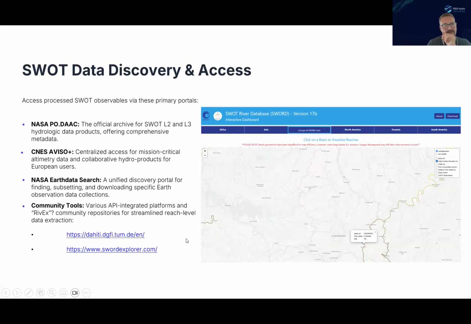And then these specific community tools like SWOT and Tahiti from the TUM team. I think they have SWOT also on there. And then they integrate everything into an API for you. Also other missions like altimeter missions, you can get that fused with other data. It's really great.